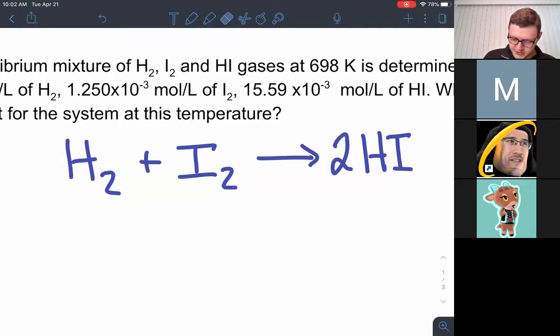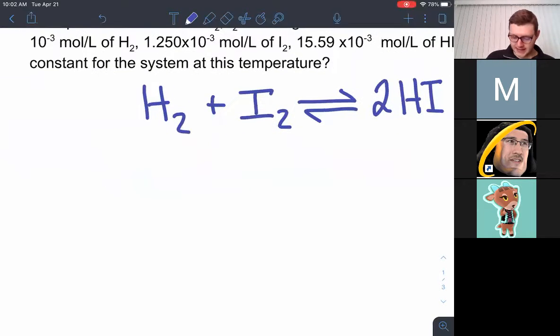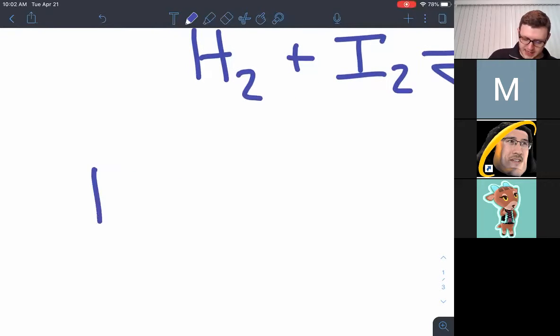I'm actually going to change this just because this isn't right, because it's an equilibrium, which means that we have it going in both directions. So some of the reactants are reacting together to make our product, and our product is decomposing to make our two reactants. So at equilibrium, those are happening at the same time. Now we have to come up with our equilibrium constant, so our KEQ.